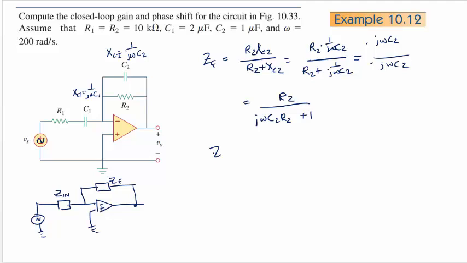So Z in is two components in series, so it's R1 plus 1 over J omega C1, and we simplify that a little bit into a form that is going to be useful to us. We will find out by putting it over a common denominator, 1 plus J omega R1 C1 over J omega C1. And so the closed loop gain and phase shift for the circuit.